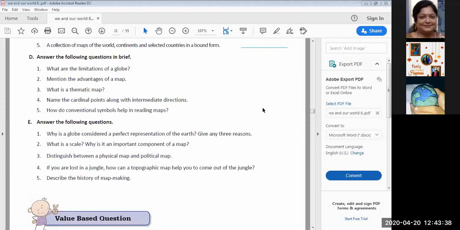Describe the history of map making. Beta, previously, I have shown you the history of map making in 2 slides. Correct? From 2300 BC, from that time I have shown you till the Eskimos, how they have made the maps, and how the recent map has come. That is the history of map making. So those 2 slides, you can just write down. Come to the next.